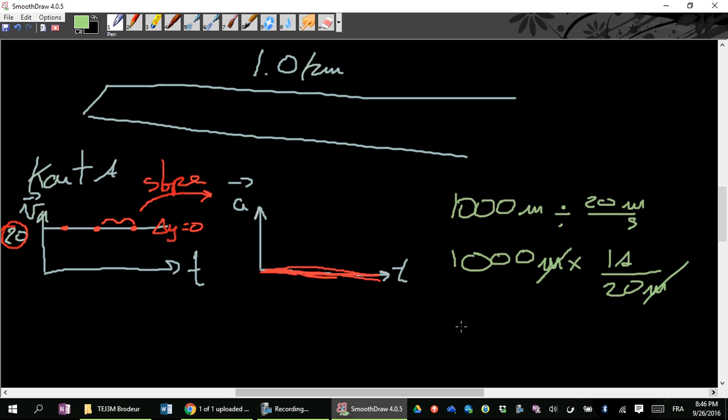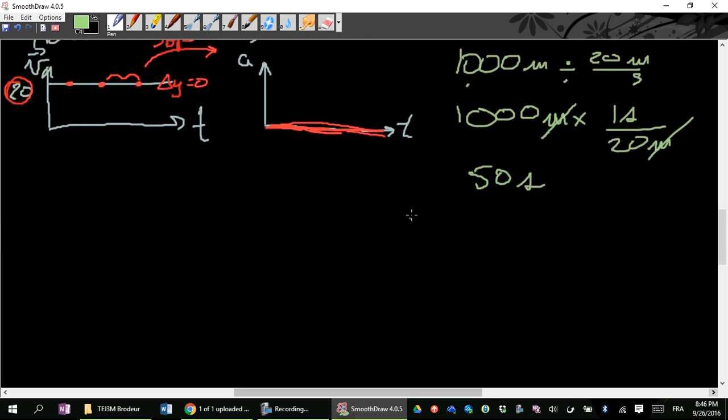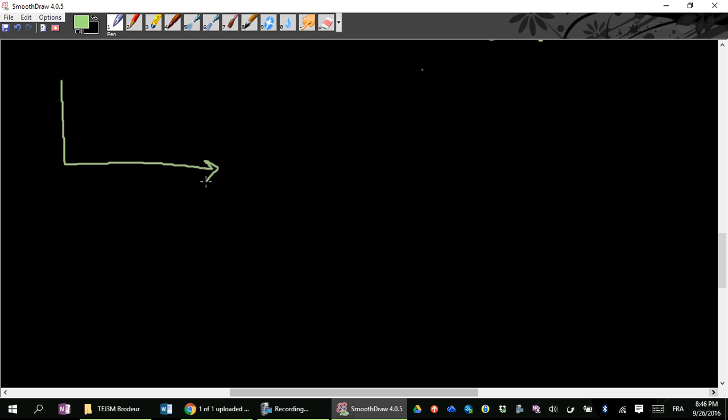So cart A takes 50 seconds to make a full circle, to get to the end of 1 kilometer. Okay, very good. Now the tricky one will be the next one. 1,000 meters to cover, but now this cart accelerates. So cart B, the acceleration, it accelerates uniformly.